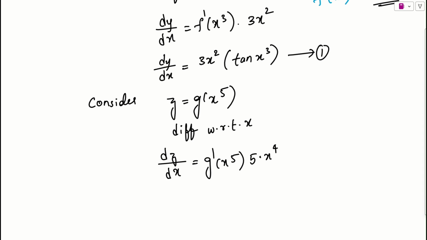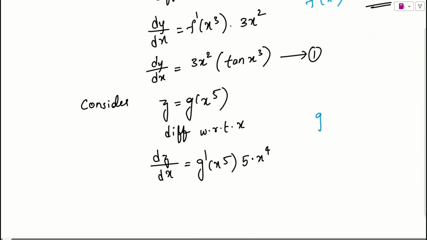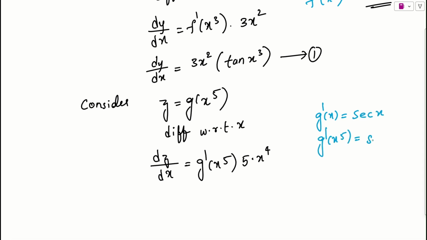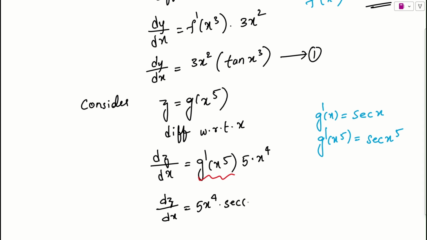Agree? And you need to check one more thing. What is g dash of x? g dash of x is secant x. So what happens to g dash of x power 5? Wherever x is there, we need to replace it with x power 5. So dz by dx will be 5x power 4 as it is, times secant x power 5. Is it okay? Yes.